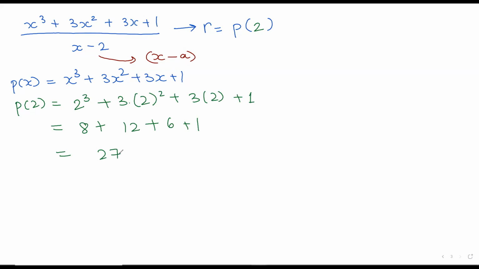Yes, ma'am. Okay, so P of 2 is 27. Now, what is 27? Look at the whole question from beginning till the end and tell me 27 is what? Ma'am, it's a remainder. Very good. So when we do this division, even if you do this division in the long division method, you will find that this was the remainder. The remainder turns out to be 27.